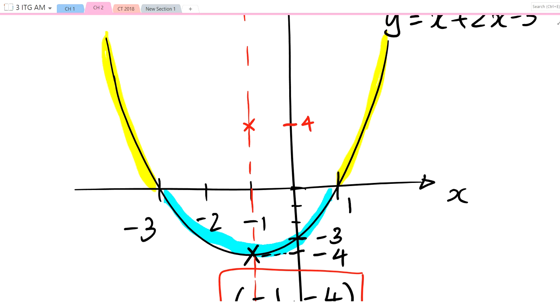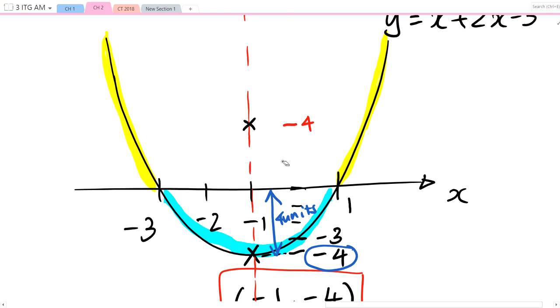How do we get 4? Well, if this distance over here is 4 units, that is why we have the minimum point of -4 for the y coordinate. Then when you reflect it properly, this should also be 4 units. Okay, so this is now our turning point. So I think you can visualize what the graph is going to look like already.